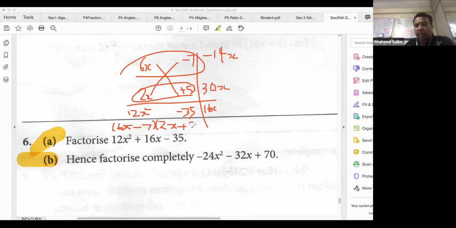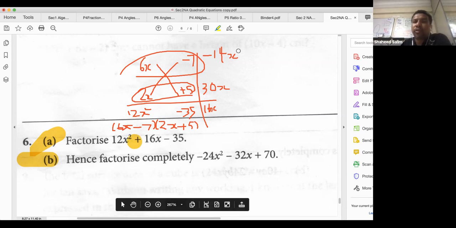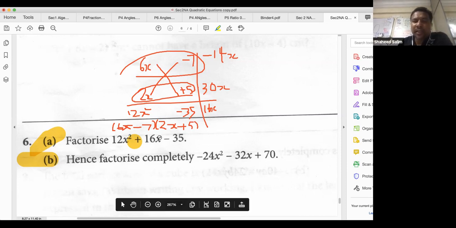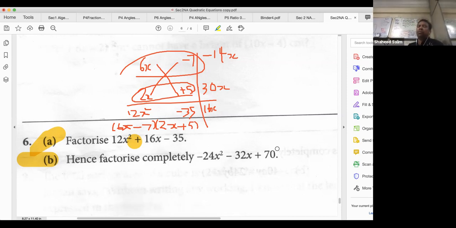Now, all you need to do is factorize the one below. So look at the pattern. 12 times what equals 24? 16 times what equals 32? 35 times what equals 70? That is the clue: 2. 12x squared times 2 gets 24x squared, positive. I want a negative, so minus 2. 12 times minus 2 equals minus 24. 16 times minus 2 is minus 32x. 35 times minus 2 equals plus 70. You must times by minus 2.